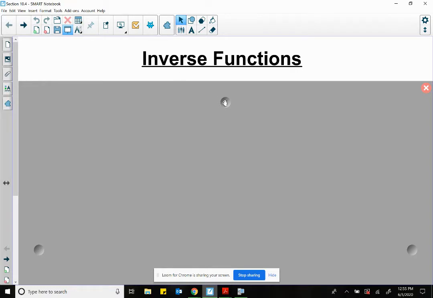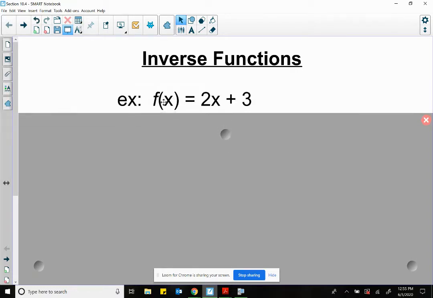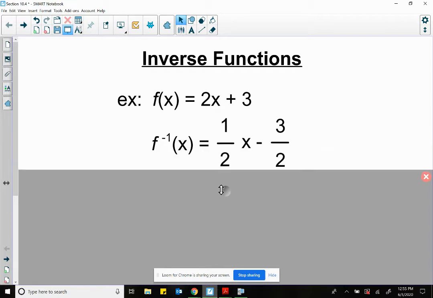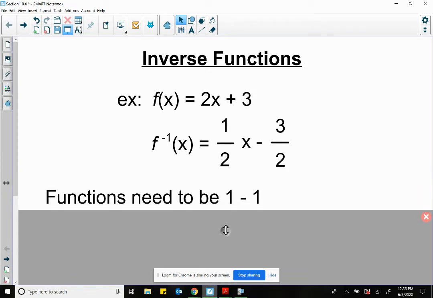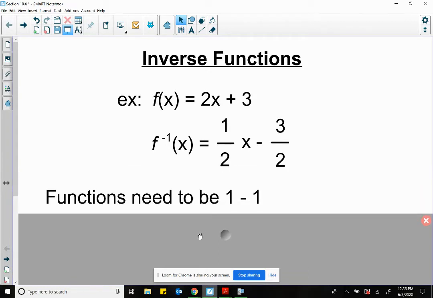Okay? So remember in algebra, if I had f of x equal to 2x plus 3, the inverse function of that would look like this. The inverse function would be equal to 1/2 x minus 3/2. Again, some other things that you would need to know is that functions need to be 1 to 1, meaning that every x goes to 1 y and every y goes to 1 x. That's what 1 to 1 means.